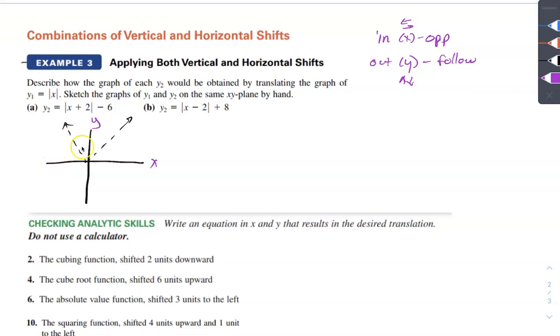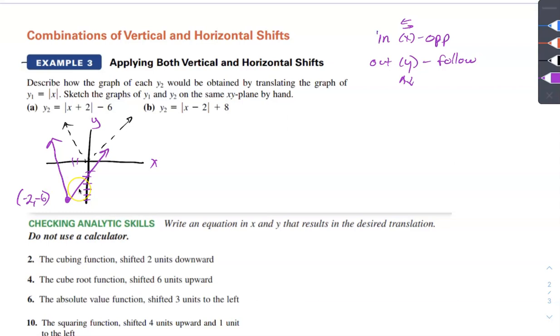A lot of times you can think about this as your starting point, like an xy point. Normally I start at 0, 0. But on this one, the inside affects my x, so you do the opposite, so it's minus 2. And on the outside, you follow what it says, so my y is negative 6. So that's my graph moving. I'm moving from 0, 0 to left 2 and down 6. So right there, and then you do the exact same graph.